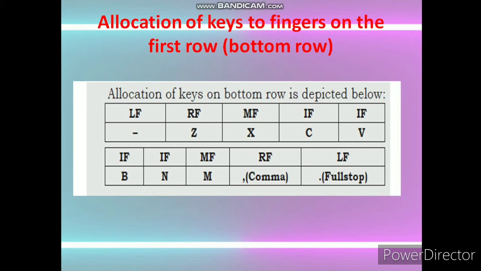Allocation of keys to fingers on the first row, meaning the bottom row. After learning how to operate keys on the home row and third row, the next step is to learn how to operate keys on the first row. Keys Z, X, C, V, B, N, M, comma, full stop and slash sign are located on this row.